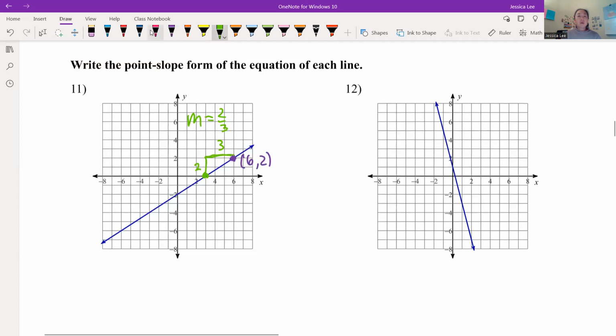All right. So again, we're going to write this out. So y minus, I thought I changed the color. So y minus our y1, which is the y coordinate, that's 2, equals m, which is 1/2, times x minus x1, which is the x coordinate, 6. All right, there we go.